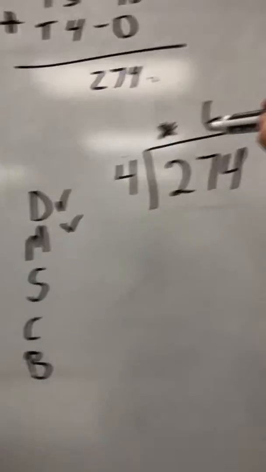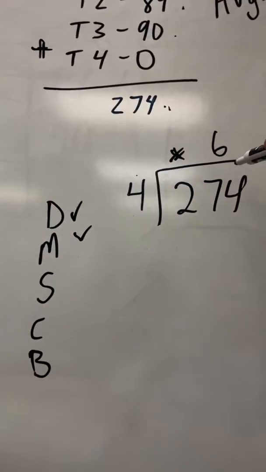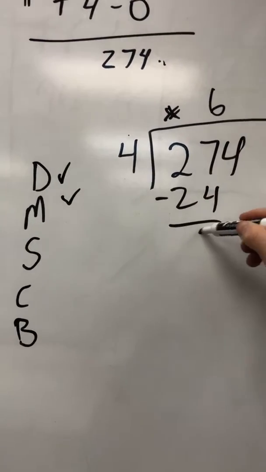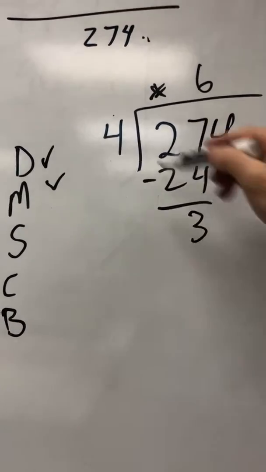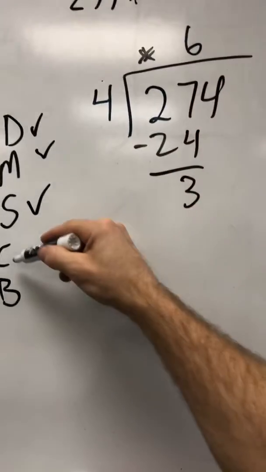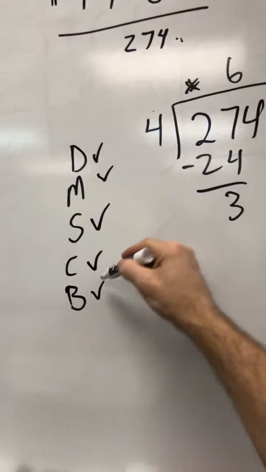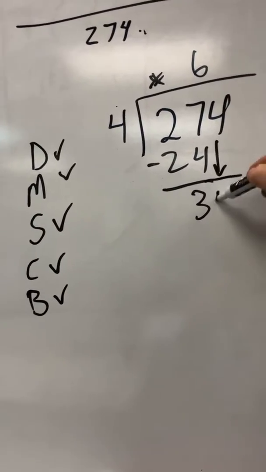Multiply. 4 times 6 is 24. Subtract. 7 minus 4 is 3. Compare, is 3 less than 4? Yes, it is. So I can bring down my 4.